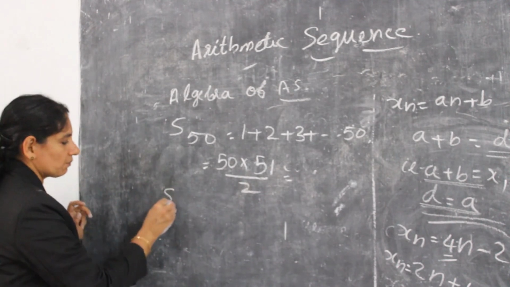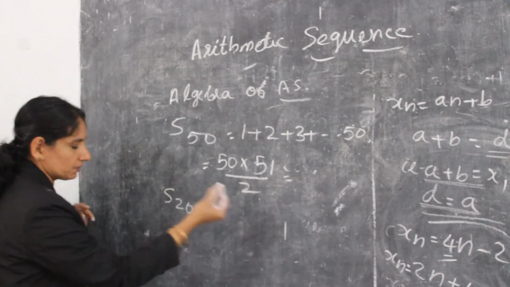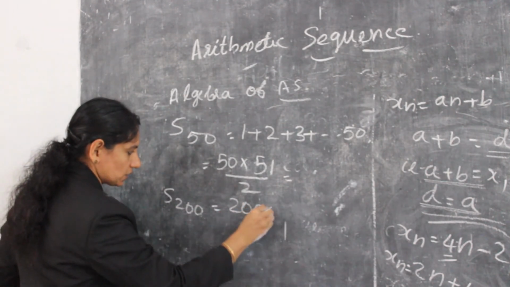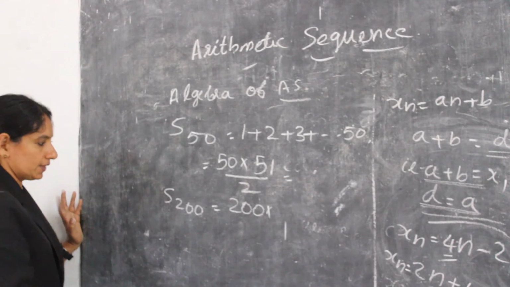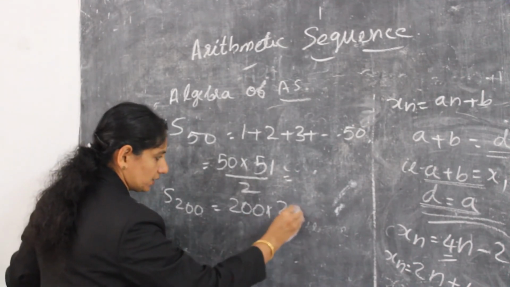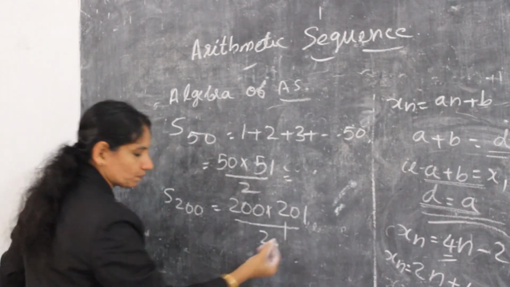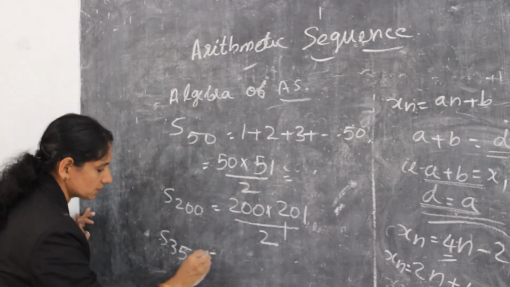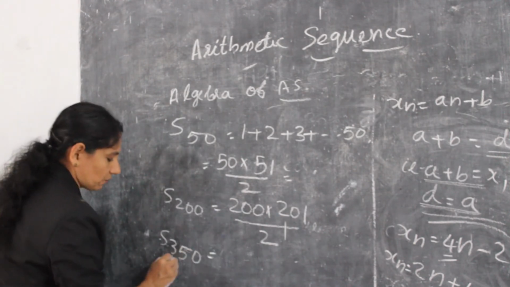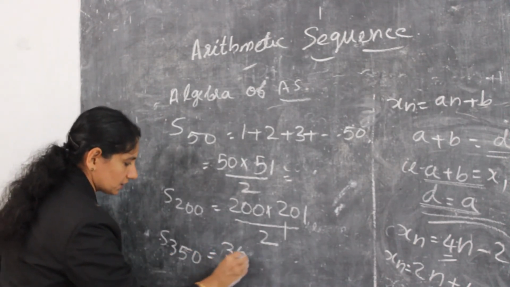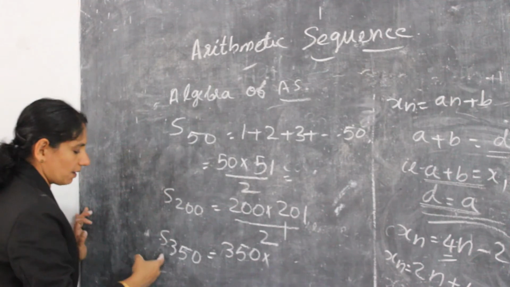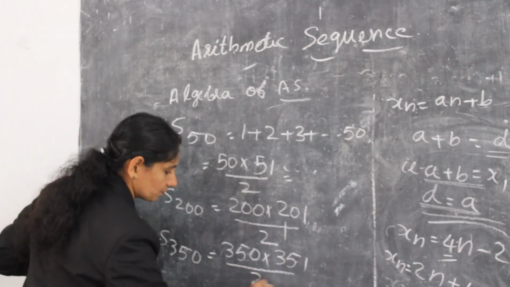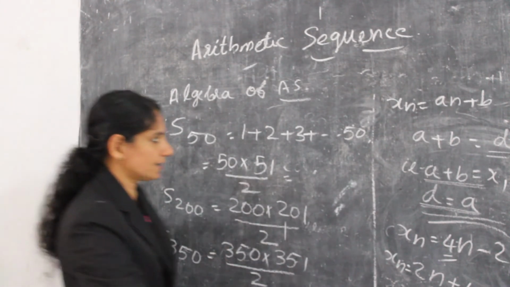Suppose we find the sum of the first 200 natural numbers. What is its sum? 200, the number of natural numbers, into that number plus 1, 201, divided by 2. Suppose we find the sum of the first 350 natural numbers. The number of natural numbers is 350, so 350 into the number more than 350, which is 351, divided by 2.